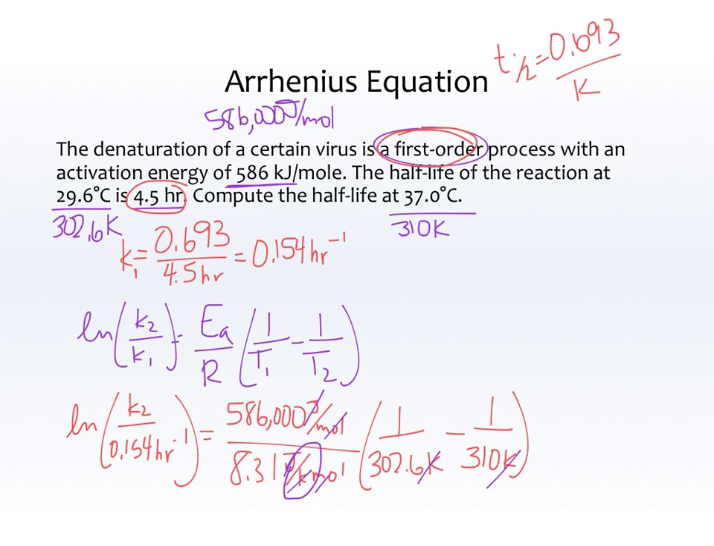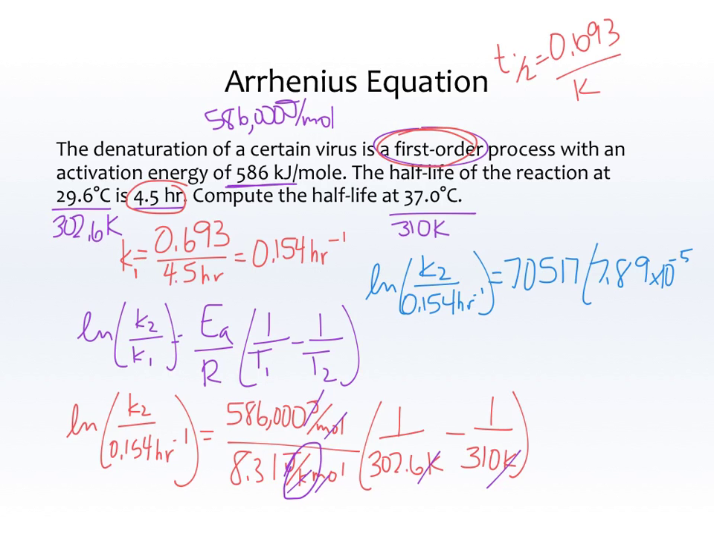So solving for the numbers, 586,000 divided by 8.31. Let's see, ln of K2 over 0.154 per hour is equal to 70517 times 1 over 302.6 minus 1 over 310, which is equal to 7.89 times 10 to the negative 5. And we already canceled out the units, so I don't have to worry about the units anymore. So multiply those guys together and you get 5.56.